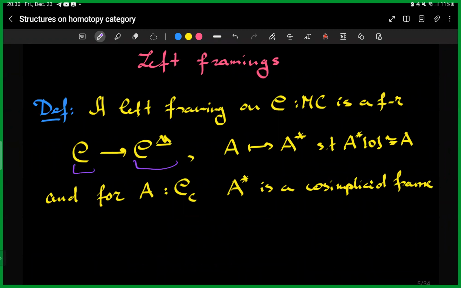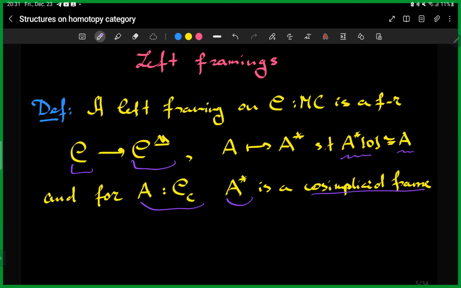So a left framing is a functor from the model category to the category of cosimplicial objects, such that in degree 0 we still have an isomorphism. So it's still somehow a resolution. And we additionally require that if the object A was cofibrant, then its A upper star is a cosimplicial frame for this object.